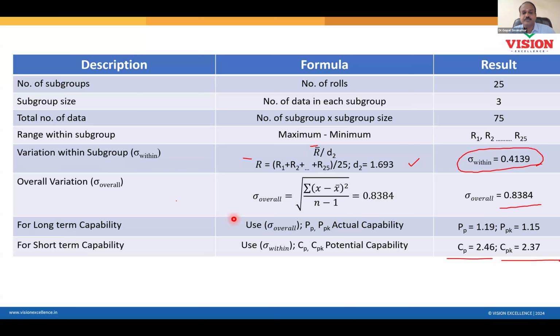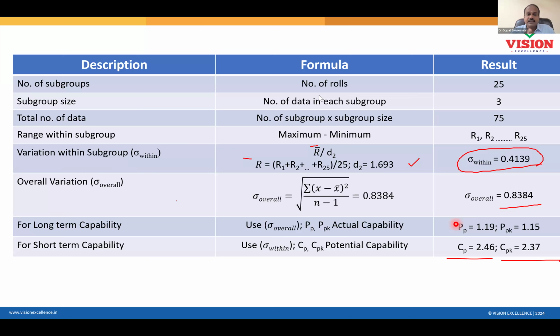Use this formula. And look, what is the standard deviation you are getting? 0.8. When I calculate the variation subgroup wise, the standard deviation is only 0.4. But when I combine all the data and calculate the overall standard deviation, it is 0.8, almost double the size. Can you see that?